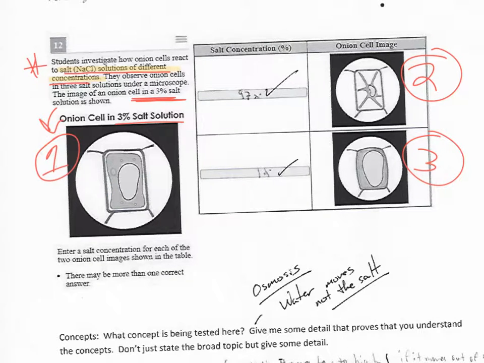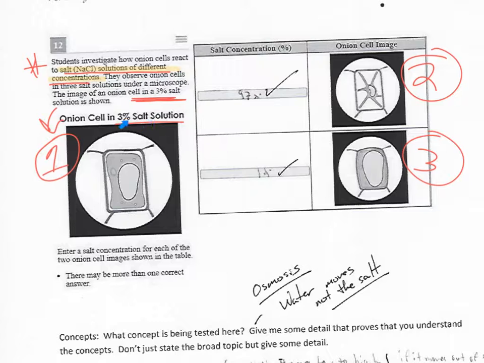So do you really need to know that this is a central vacuole? No. Not really. It would help, but you don't really need to know. You know this is shrunk. This cell shrank. Whatever else happened, this cell shrank, right? This cell swelled up, for sure. And this one's in between the two. Everybody agrees, right? And this is 3%.